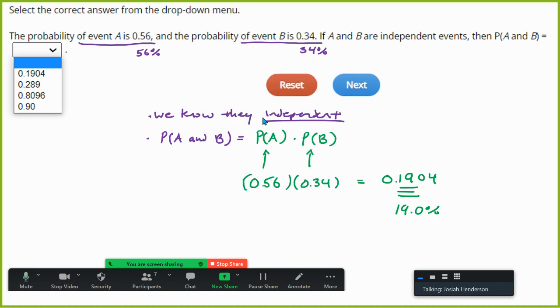So basically, this one was pretty straightforward. They're telling us the separate probabilities for A and B at the beginning, and then they say they're independent and they ask us what is the probability of them happening together.